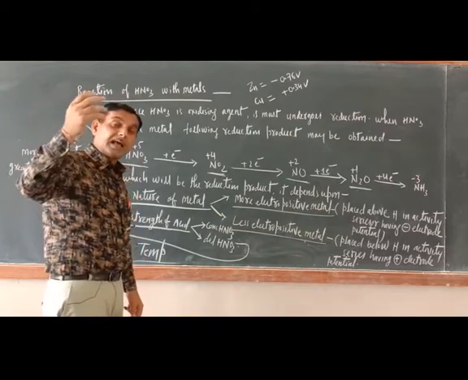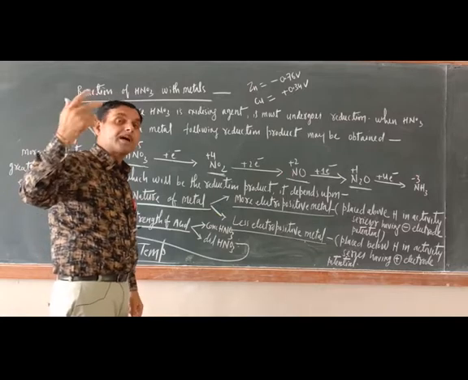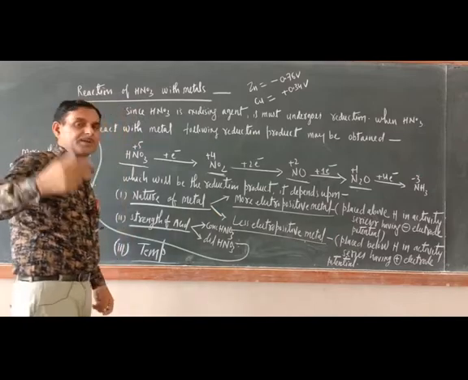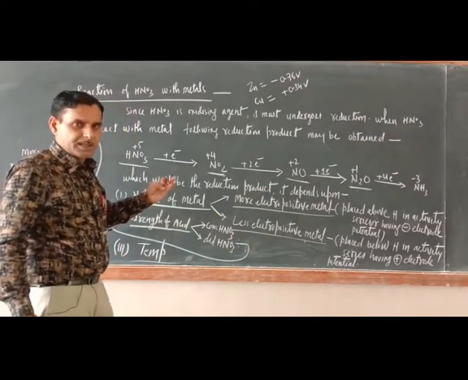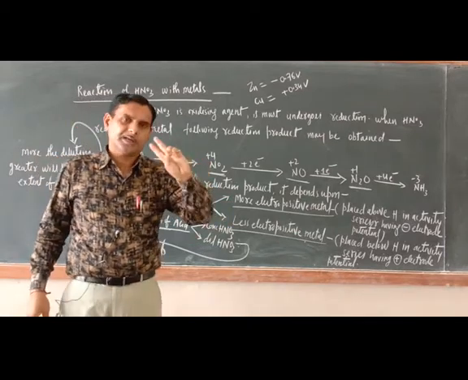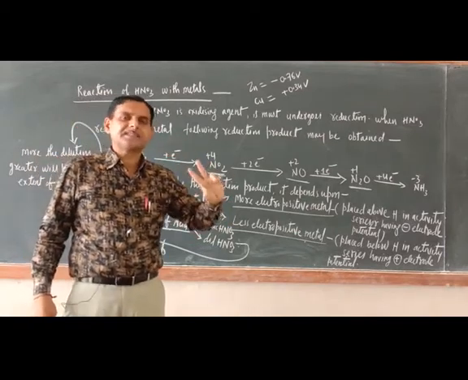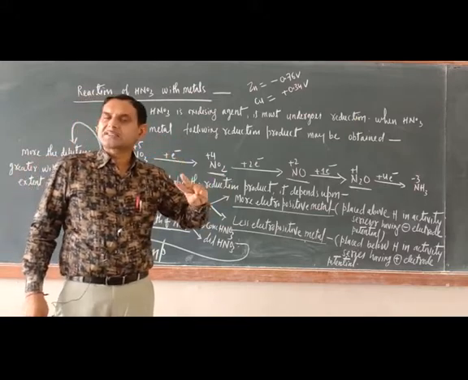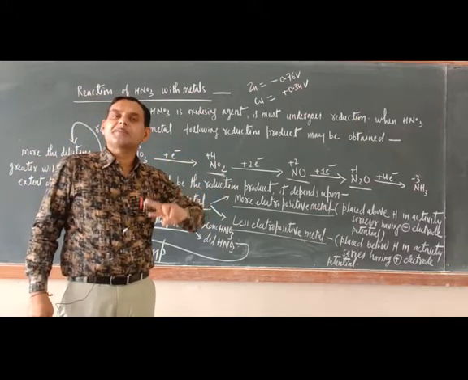Okay, like what nature of metal you have taken, what is the strength of acid, and what is the temperature. So just try to understand. Here they have taken two metals only. According to your CBSE syllabus NCERT book, two metals they have taken: one is zinc, the other metal is copper.